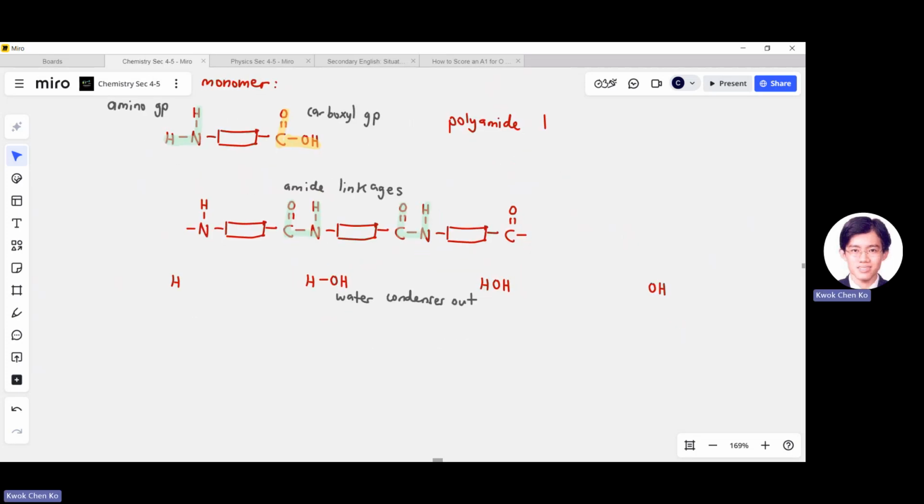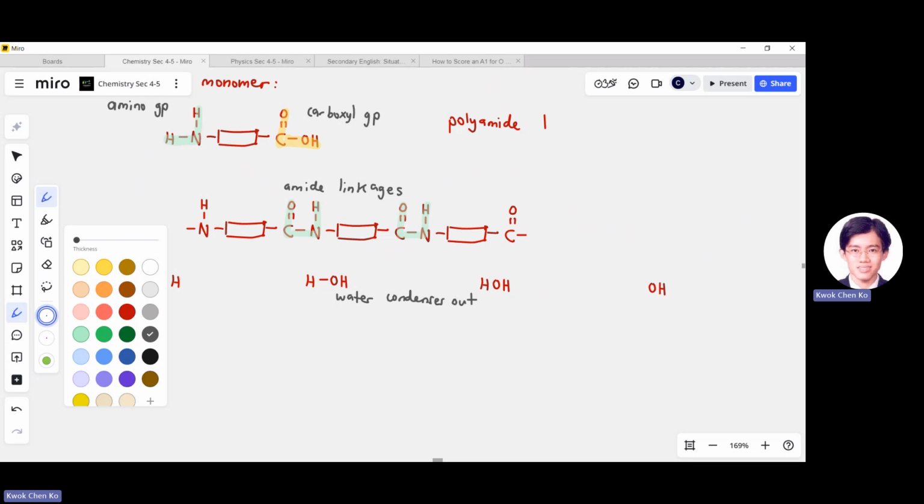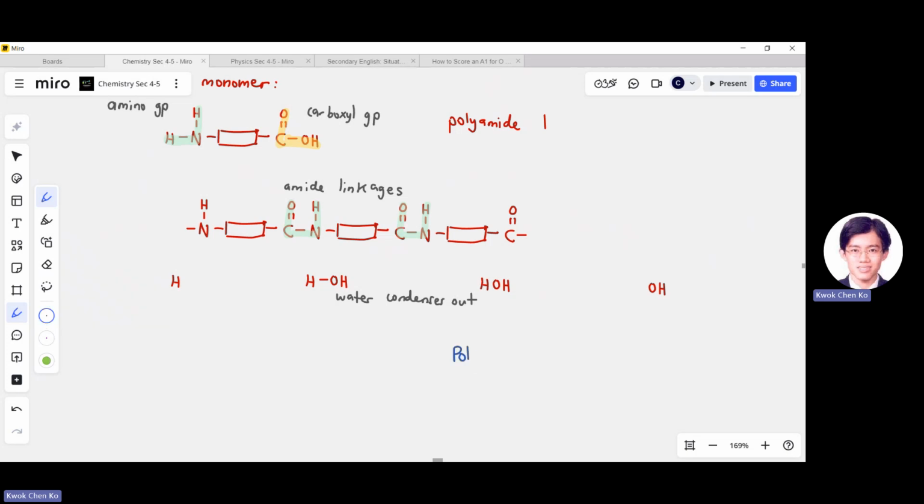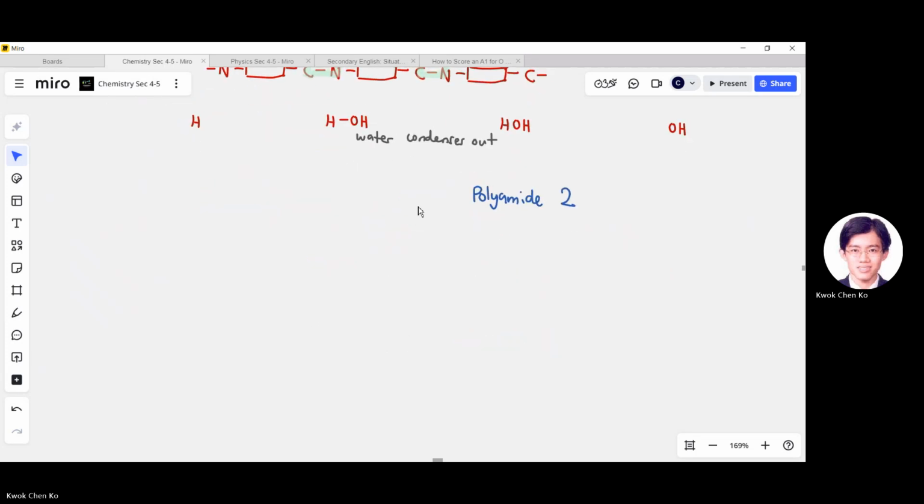For the next one, probably you know how to do it already, but I'll just walk through with you. So there's another way to make a polyimide. So I'll call this polyimide 2. Now, of course, not surprisingly, in this case, I need 2 monomers. First one looks like this. Again, looks very familiar.